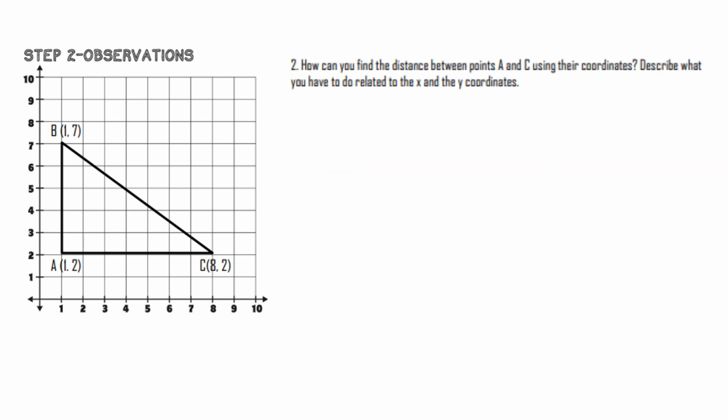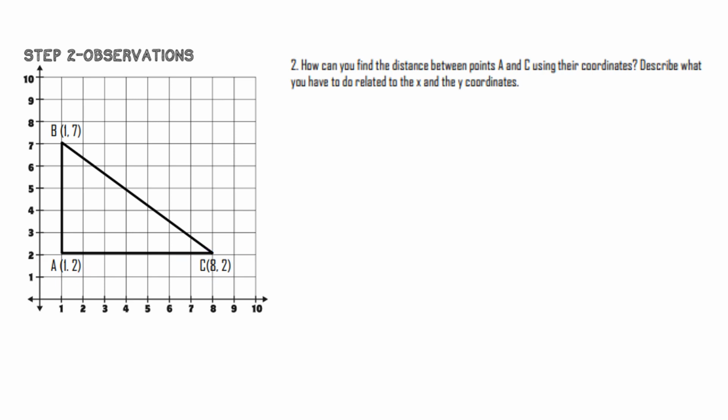Okay, so hopefully you arrived at a way to get the distance from A to B without using the coordinate plane or without counting the distance. Now essentially we're doing the same thing, but now we're comparing A to C. So how can you find the distance between points A and C using their coordinates? Describe what you have to do related to the X and Y coordinates.